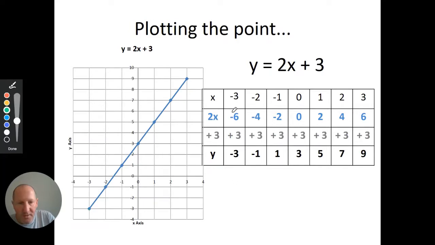So each of these is actually going to be a coordinate. The coordinate for that one there is (-3, -3). The coordinate for this point, when x equals 2, is (2, 7). So x is 2, y is 7. (2, 7). Plot the point. Again, to work it out, 2 lots of x is 4, then I need to add on 3. 4 add 3 is 7.